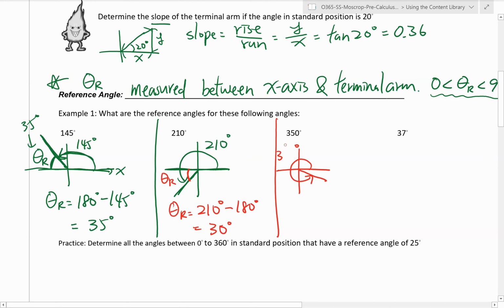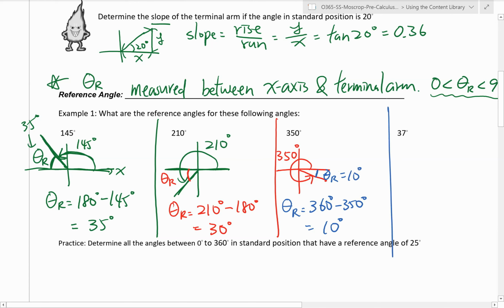Okay, so that's 350. Again, if we're looking for reference angle, it is between the x-axis and terminal arm. So this is between x-axis and terminal arm, and it's definitely less than 90 degrees and more than 0. So that's the reference angle. And how do we find the reference angle here? Well, it's not quite 360, but it's close. So again, the question is, how much more do we need to rotate to get to 360? To do that, you go 360 minus 350, that gives you 10 degrees. So the reference angle here is 10 degrees.